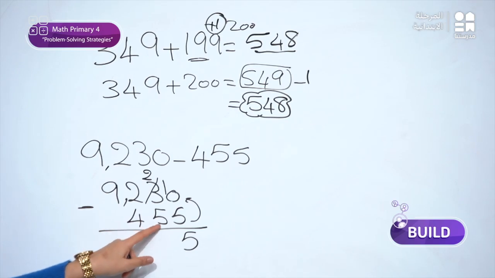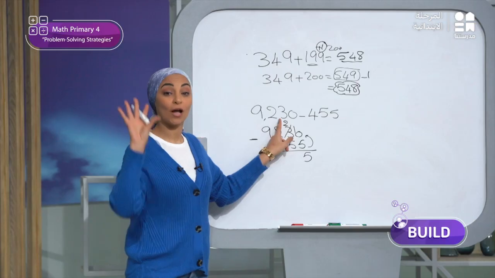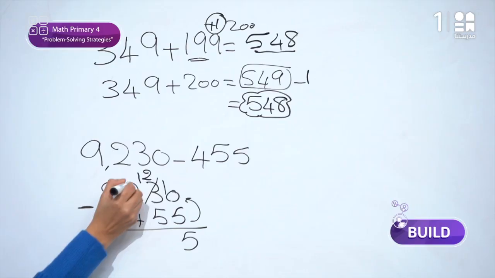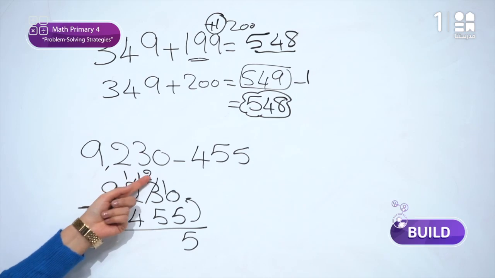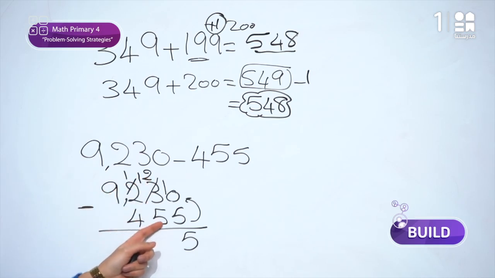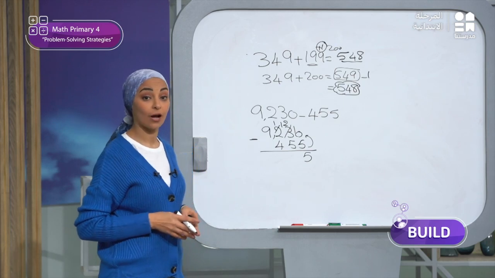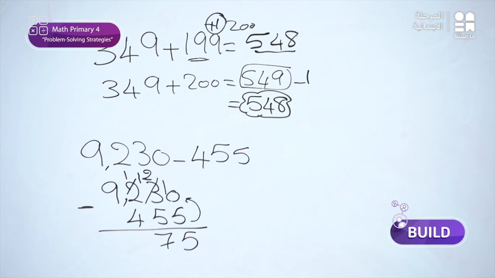Then let's move to the tens. Can I subtract 5 from 2? Of course, no. So what should I do? I will borrow 1 from the 100. This 2 will be 12, and this 2 will be 1. So can you make 12 minus 5? Yes, of course. 12 minus 5 equals what? 12 minus 5 gives me 7. I'll put it here under the tens place.